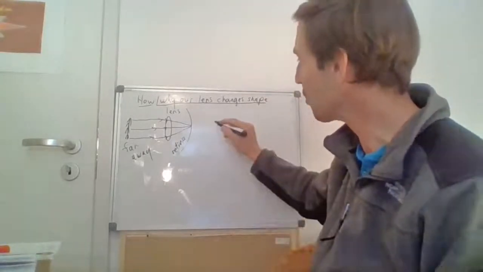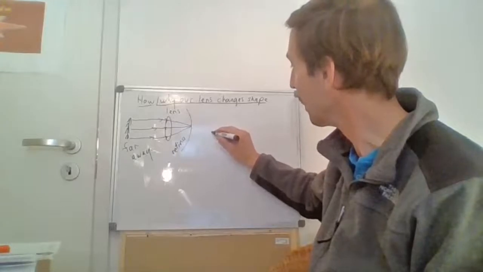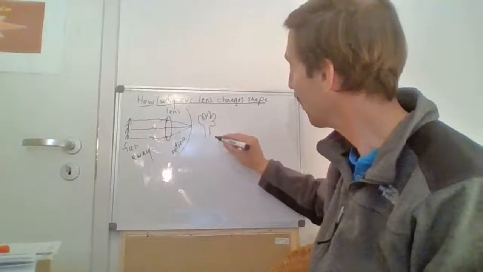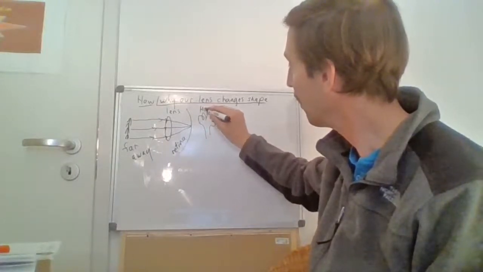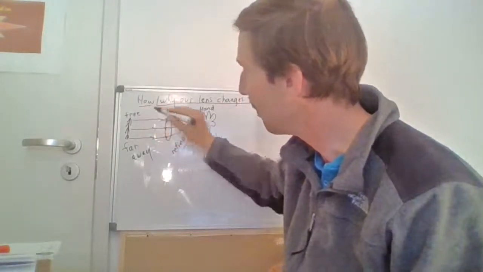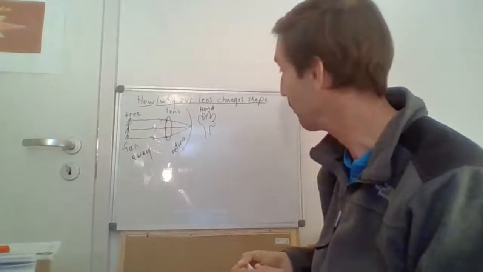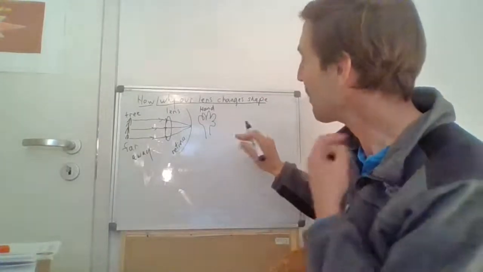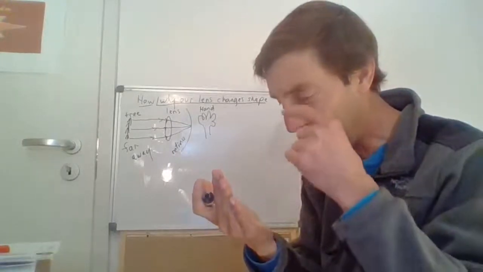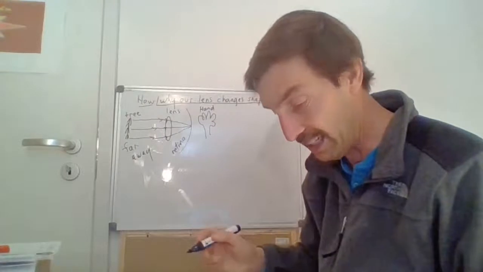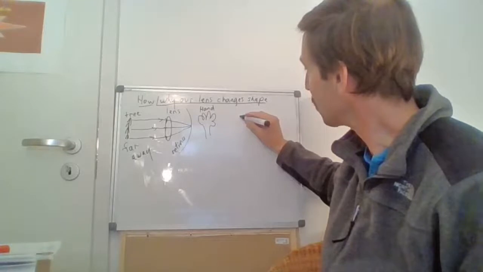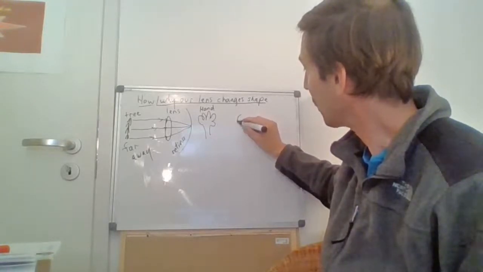Okay, so that's far away. Now let's say you're looking at your hand, okay? So here's your hand, for those of us that can't do artwork. Now what happens is, when my hand is this close, my lens has to adjust, and it gets thicker. So it actually squishes, or is squished, and it gets thicker, like this.